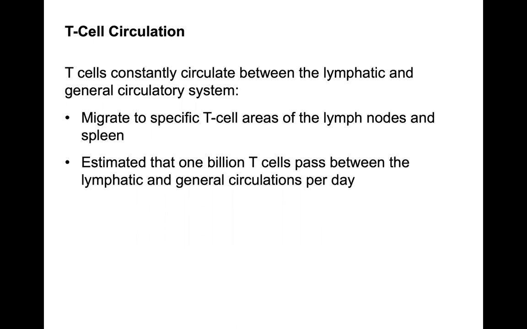Now T cells will constantly circulate between the lymphatic and general circulatory system. They migrate to specific T cell areas of the lymph nodes and spleen. It is estimated that over 1 billion T cells pass through the lymphatic and general circulation per day.